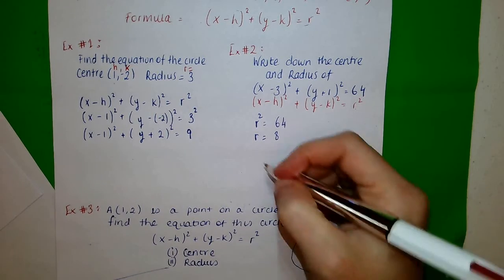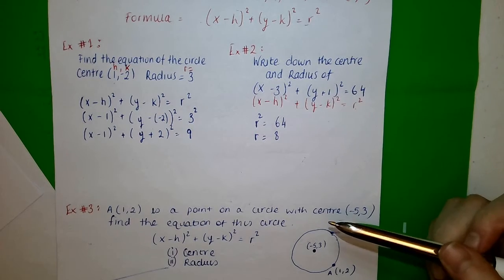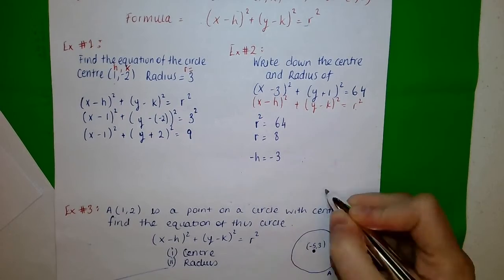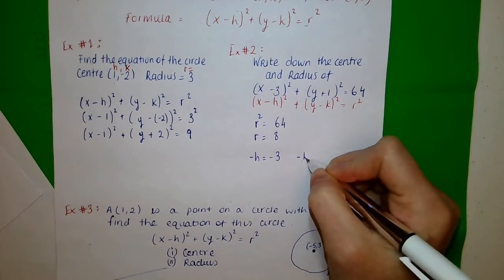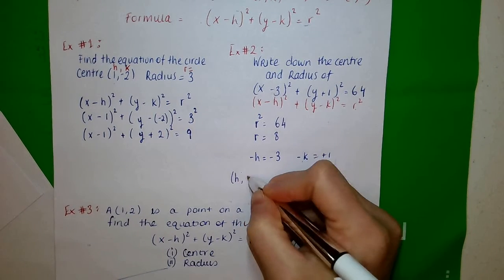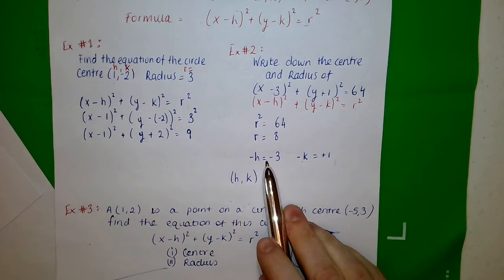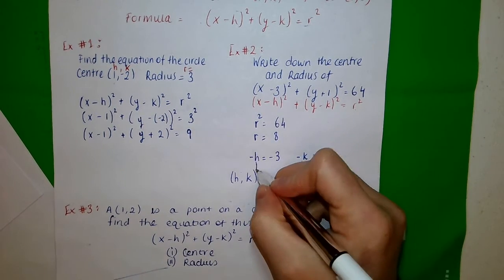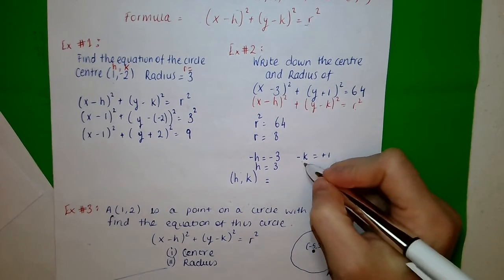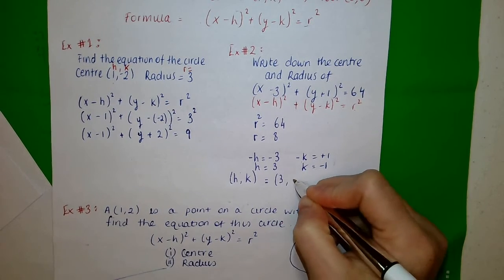The hardest part is probably finding the centre, and we can read them straight from the formula. As you can see, −h is equal to −3, and −k is equal to +1. We know that our centre is (h, k), a positive h and a positive k. So if −h is equal to −3, then h must be +3. And if −k is equal to +1, then k must be equal to −1. So our centre here is (3, −1).